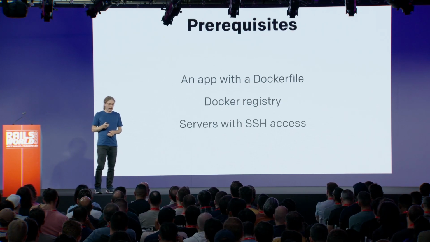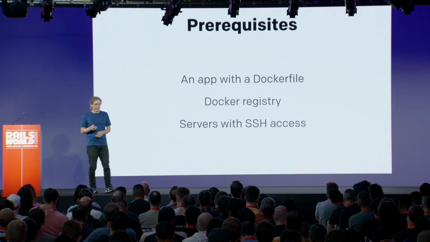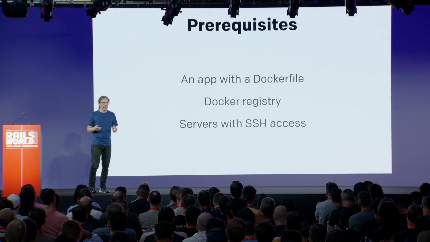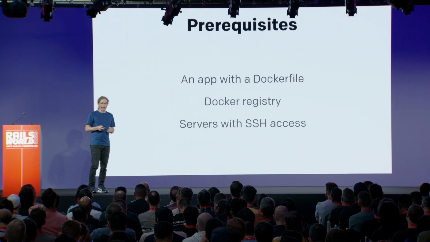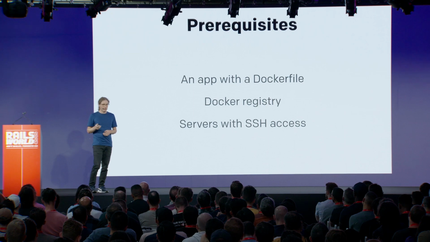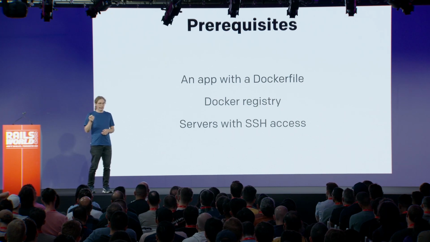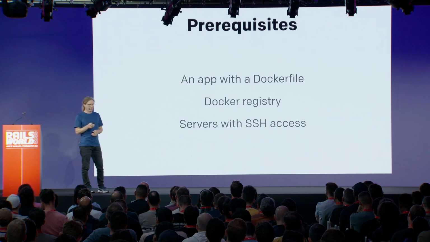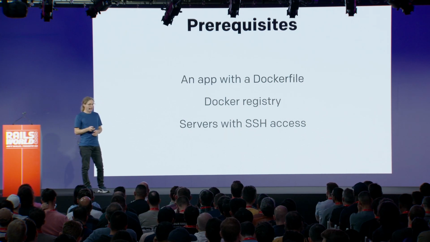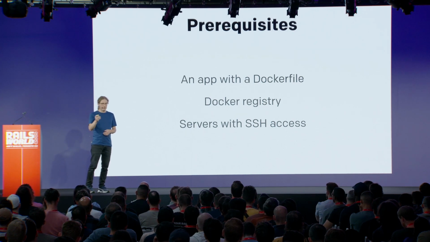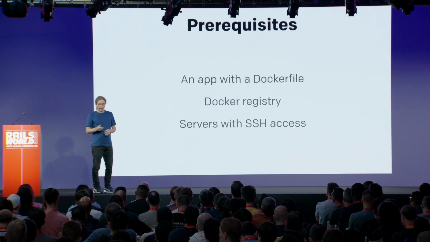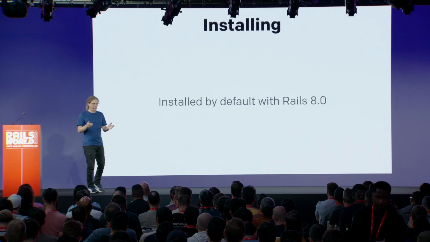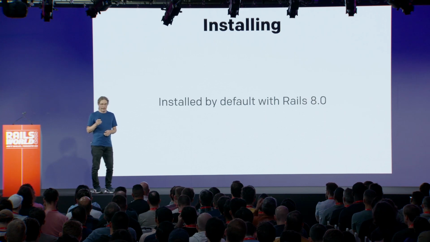Okay, so the prerequisites if you want to run Kamal on an app: you'll need an app with a Dockerfile so you can build your Docker image. It doesn't have to be Rails, it can be any kind of web app that you can package up as a Docker image. As David said earlier, you do need a Docker registry right now, and we have some ideas on how to get rid of that part because it's really annoying, but you have to live with that for now. And finally, you need a bunch of servers that you have SSH access to. Okay. And then if we want to install, well, with Rails 8, it will come installed already, unless you add the skip Kamal option to the command.